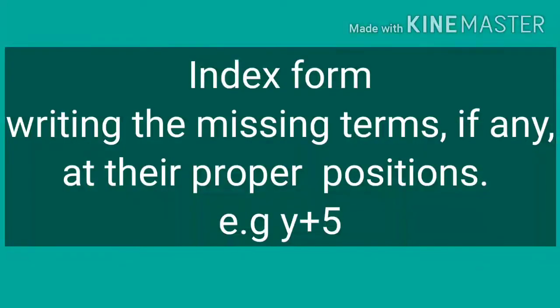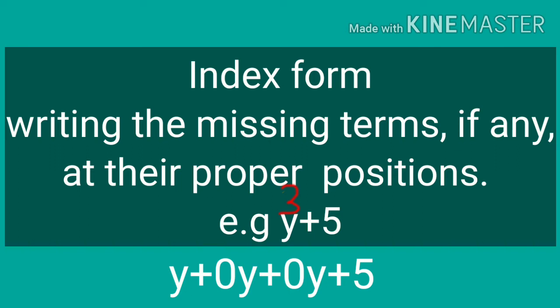Before starting question number 7, let's see what is meant by index form. Writing the missing terms, if any, at their proper positions. Example, y raised to 3 plus 5. Here children, square and y are missing. So we have to take them. Therefore, y raised to 3 plus 0 y raised to 2 plus 0 y raised to 1 plus 5. Here children, square and 1 we have taken and coefficient we have to take 0. Question number 7.